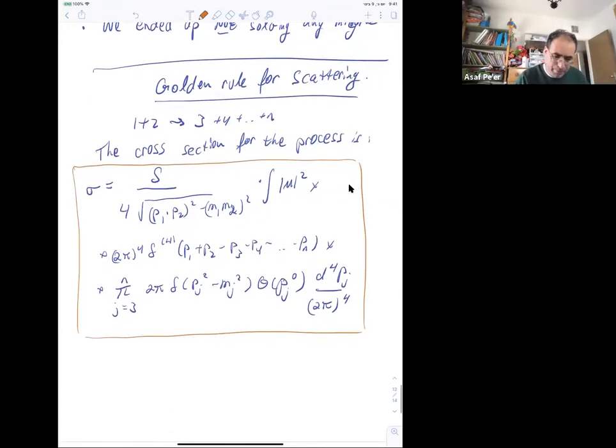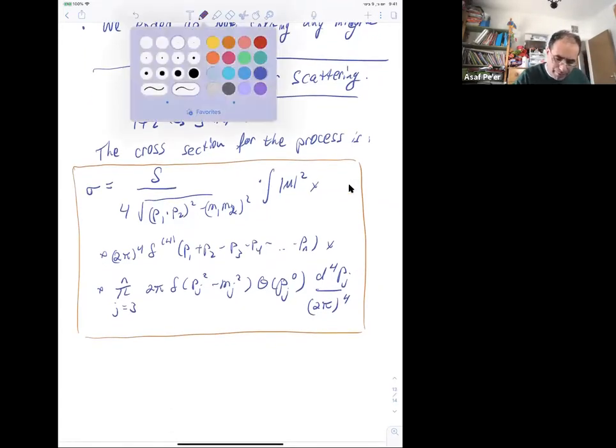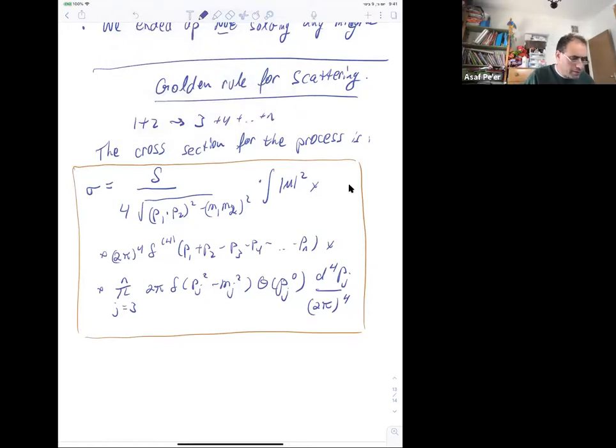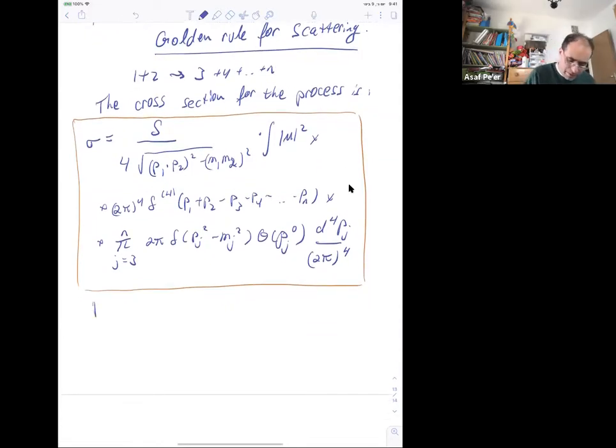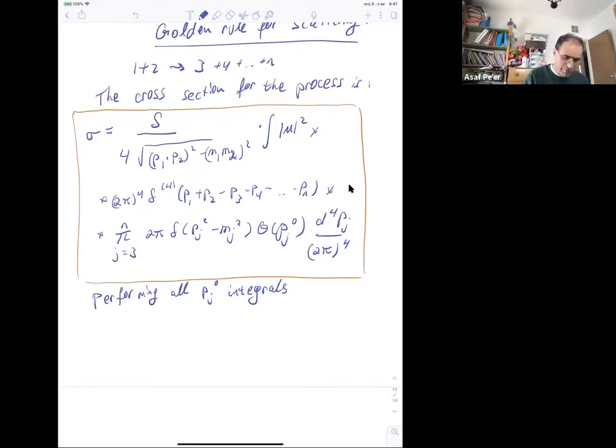Now we can perform all the pj0 integrals, the same way, using the same method as we did previously. There's no need for me to repeat those again. You can simply go over the calculation at home or read it in a textbook if you like.